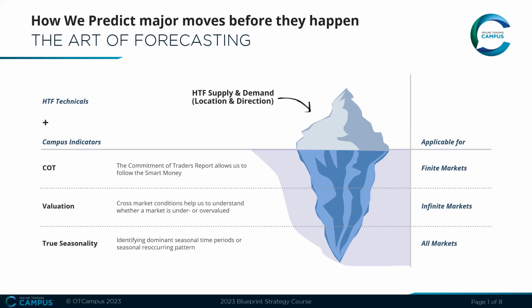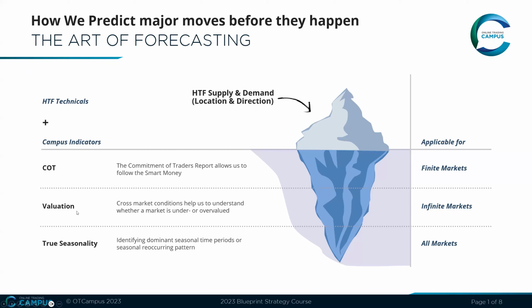But 95% of the time, the COT will be your primary tool for your finite markets, and the valuation will be your primary tool for your infinite markets. Where it wasn't the case, one example was natural gas that we looked at, where the COT wasn't really so relevant. If we see that, then we know, okay, what else can we use?